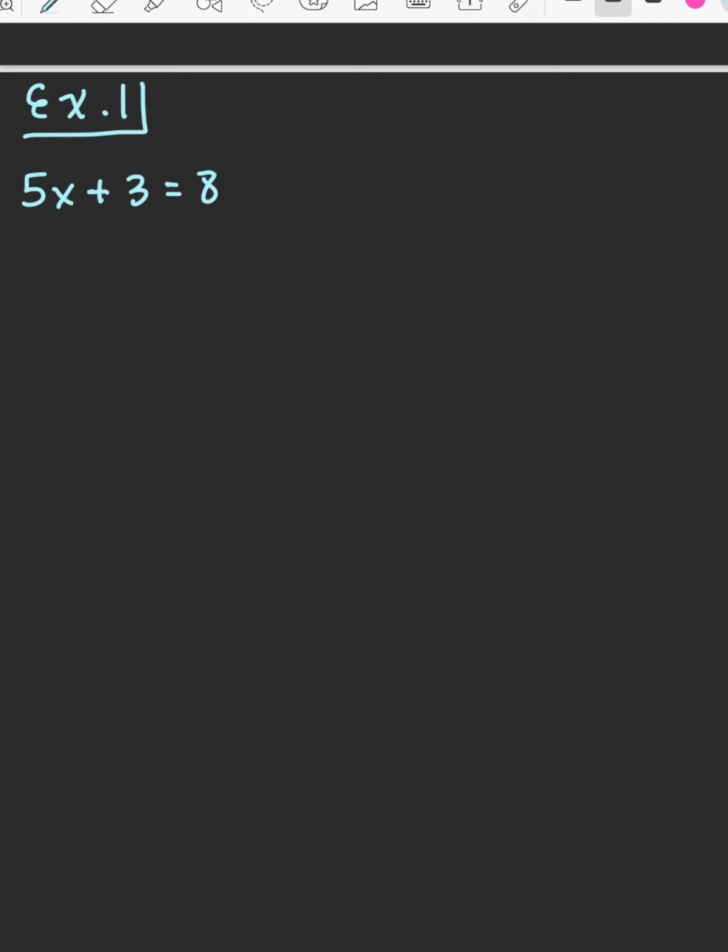Now, let's write down the equation again. 5x plus 3 equals 8. We're going to work on this. And so the very first thing you see here is, here is the variable x. 5 is being multiplied with x, and then we have a plus 3 equals 8.